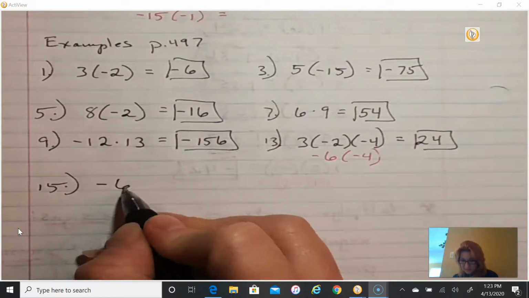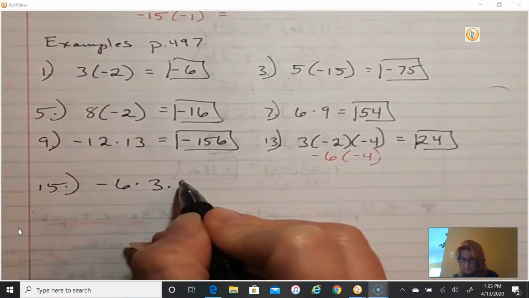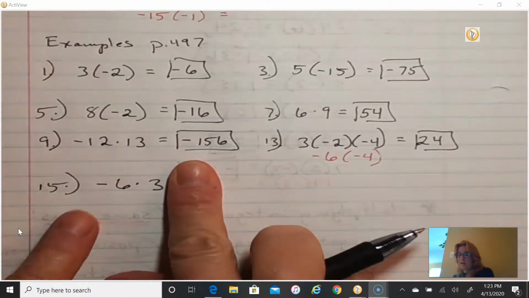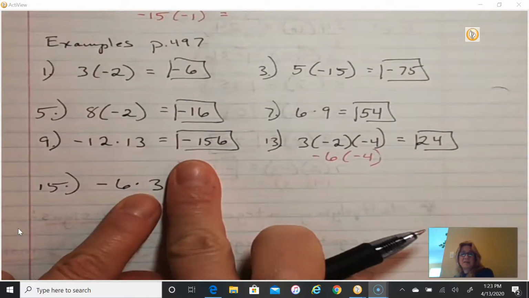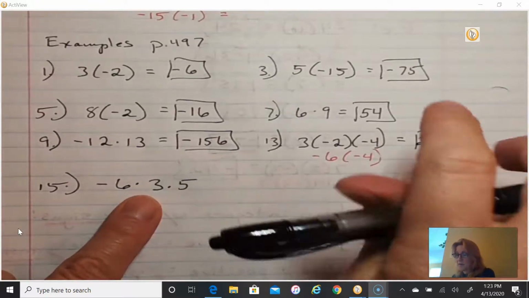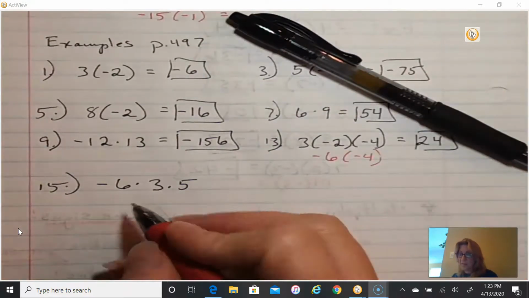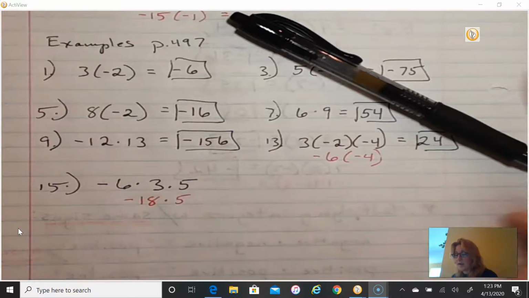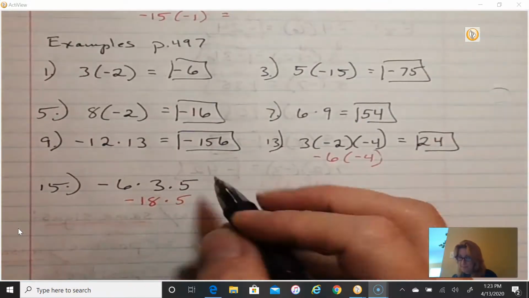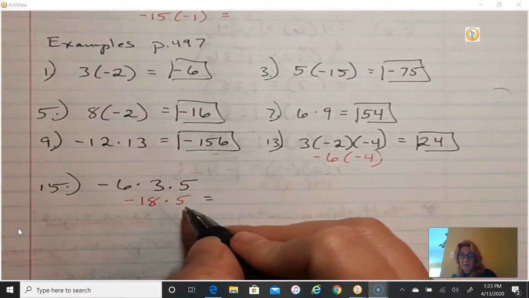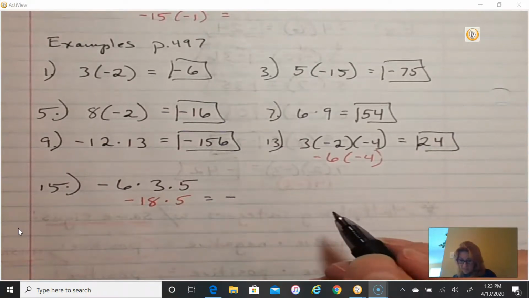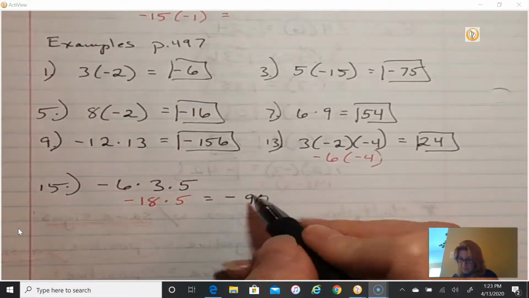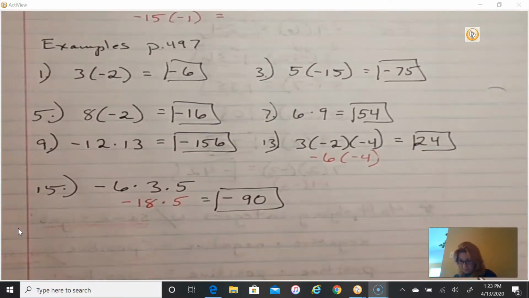Okay, this one, negative 6 times 3 times 5. Let's do the first two first. All right, a negative times a positive is a negative. So negative 6 times 3 is negative 18 times 5. Bring that down. Negative times a positive is going to give you a negative answer. And 18 times 5 is 90. So negative 90 is your answer.